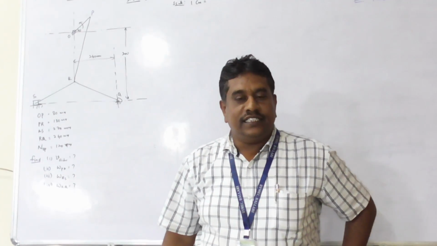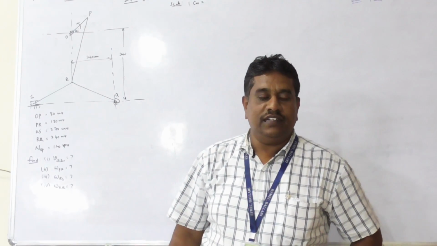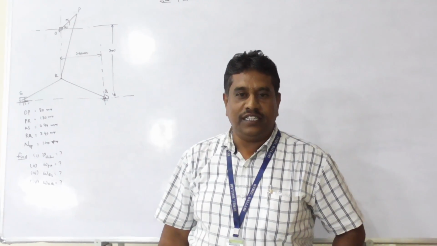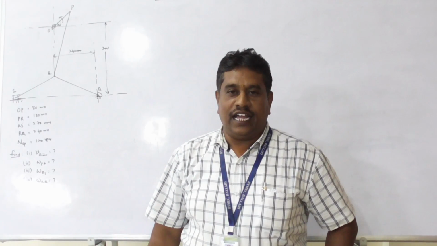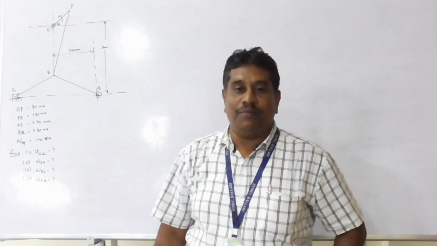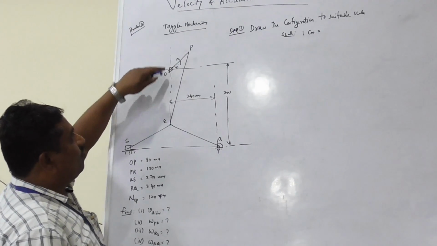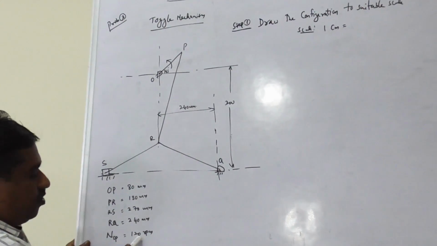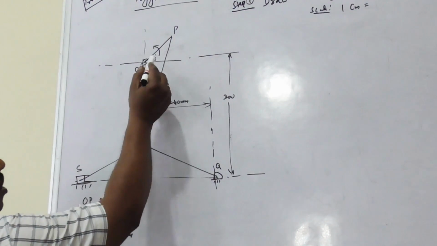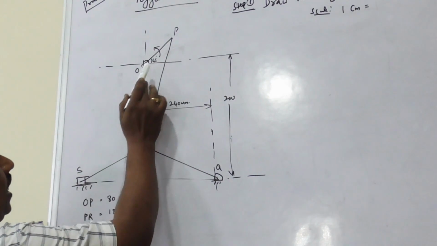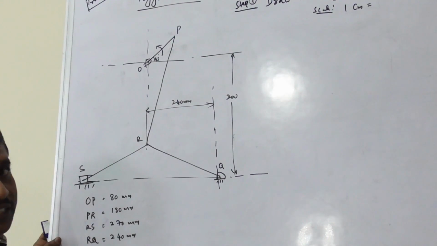Now let us take the third case: how to construct the velocity diagram and how to determine the velocities and angular velocities of the links of a toggle mechanism. This is a toggle mechanism. In a toggle mechanism, the crank OP rotates with a speed of 120 rpm in counterclockwise direction and it makes an angle of 45 degrees with the horizontal.